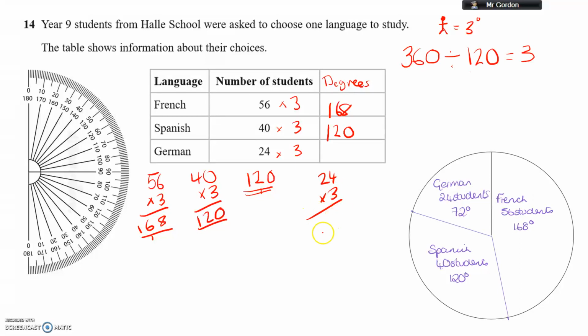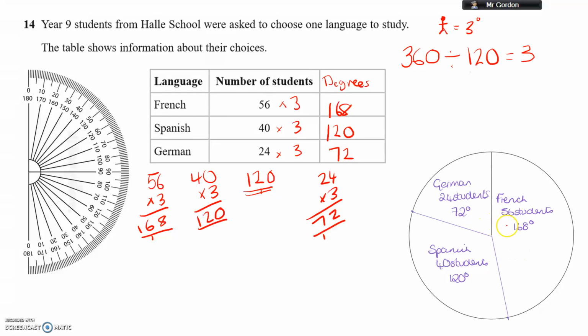Okay, and we need to show our working, so you pick up marks. So best to show everything that you're doing in case you make a silly mistake. 3 times 4 is 12, carry the 1. 3 times 2 is 6, with the 1 is 7. So 72. And you can see those numbers match what I've put into the actual final answer here. And I've labelled each section. You have to label the parts of your pie chart.